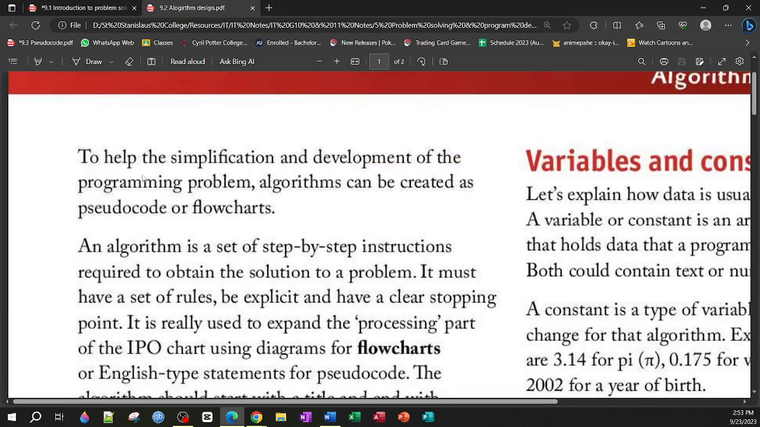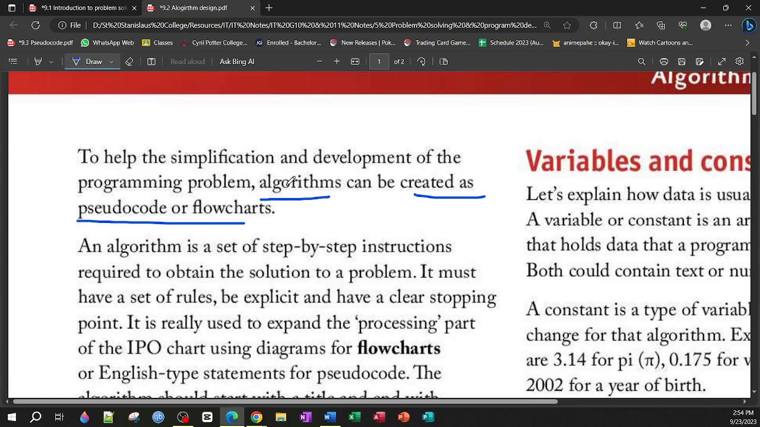So let me begin the reading. To help with simplification and development of the programming problem, algorithms can be created as pseudocode or flowcharts.